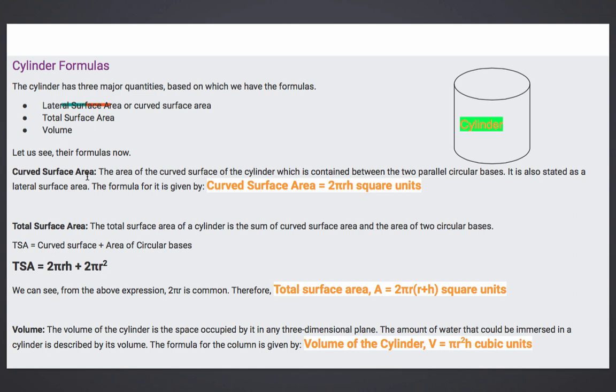So what's the formula for the curved surface area of a cylinder? It is 2 pi r h. Total surface area is 2 pi r (r plus h). This is the formula. Correct, students? Now let's talk about the volume. Volume is pi r squared h. Also, I discussed a hollow cylinder with you. May I know one example of a hollow cylinder? Yes, a pipe, or the wires that we have. These are all examples of hollow cylinders, right?